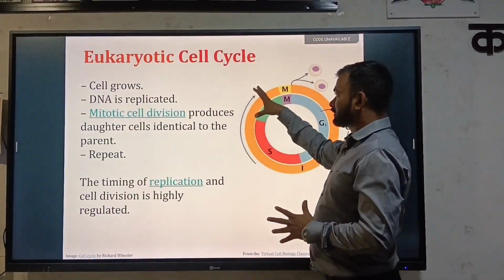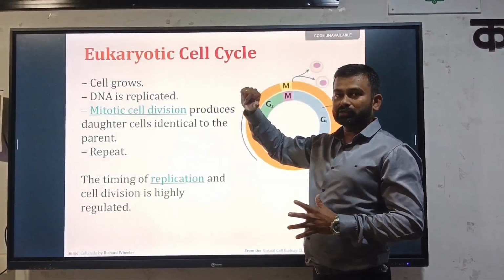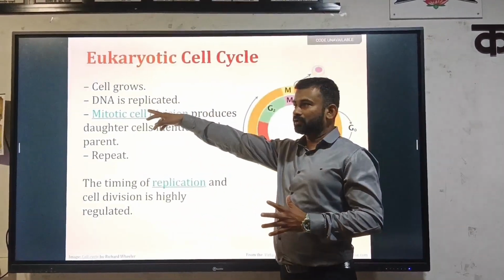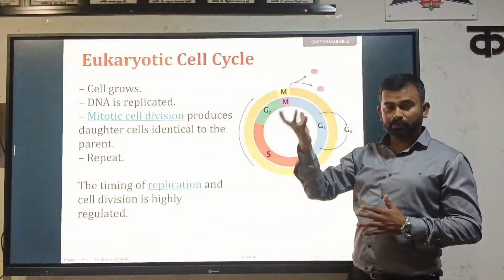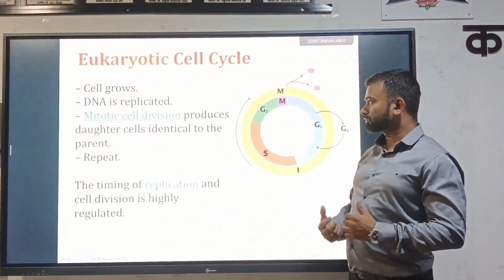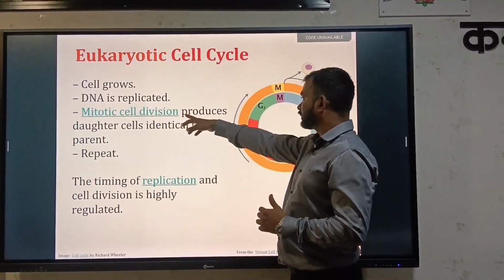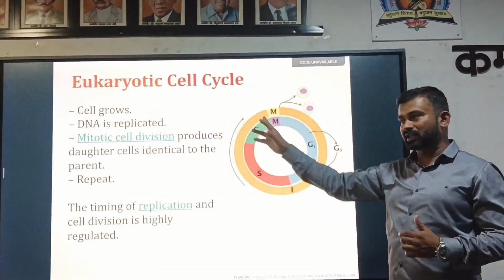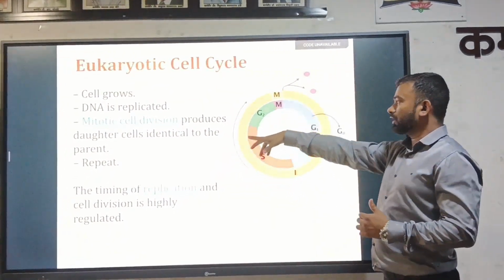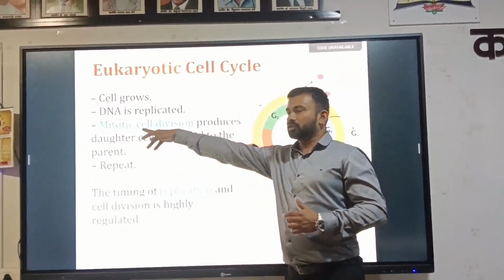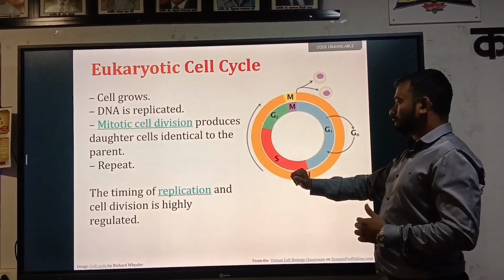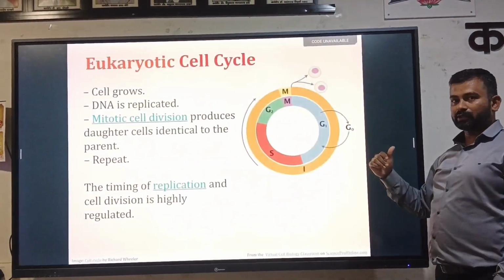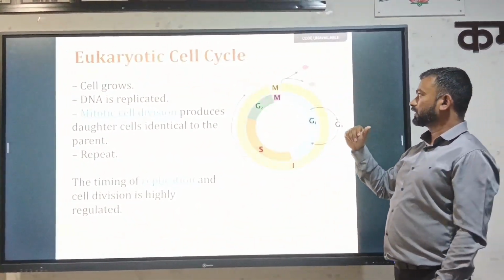Inside the cell, there is genetic material in the eukaryotic system, which is present inside the nucleus and is known as DNA. This DNA gets replicated. Replication means DNA makes a copy of itself. Mitotic cell division produces daughter cells which are identical to the parental cell or mother cell. Why are they identical? Because they follow mitotic cell division. The timing of replication and cell division is highly regulated in this kind of cell cycle.